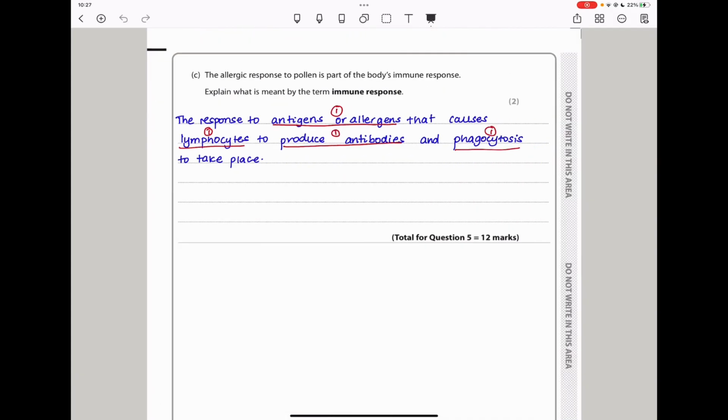So let's move on. Here they say the allergic response to pollen is part of the body's immune response. Explain what is meant by the term immune response. Immune response, in this case, is a response to antigens or allergens that cause lymphocytes to produce antibodies and for phagocytosis to take place. Remember, in the immune response, it could be specific or non-specific. So this brings us to the end of question 5. Let's continue to question 6.